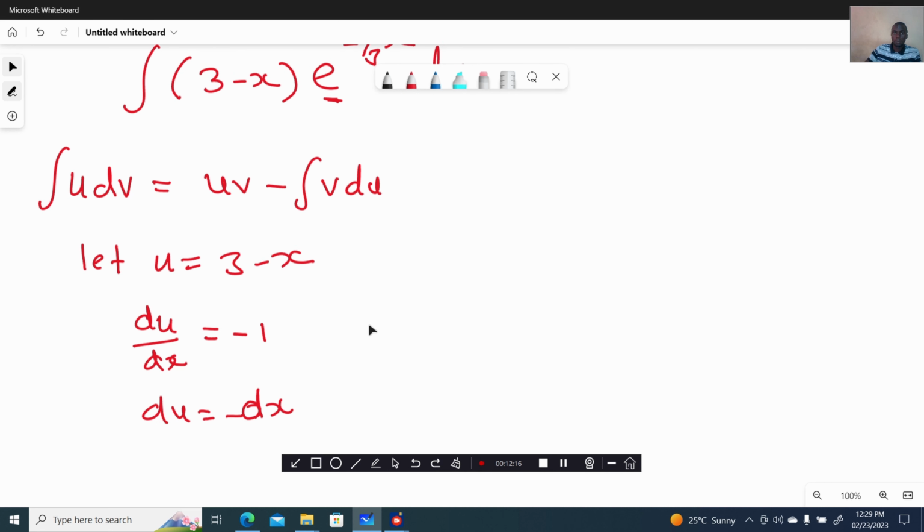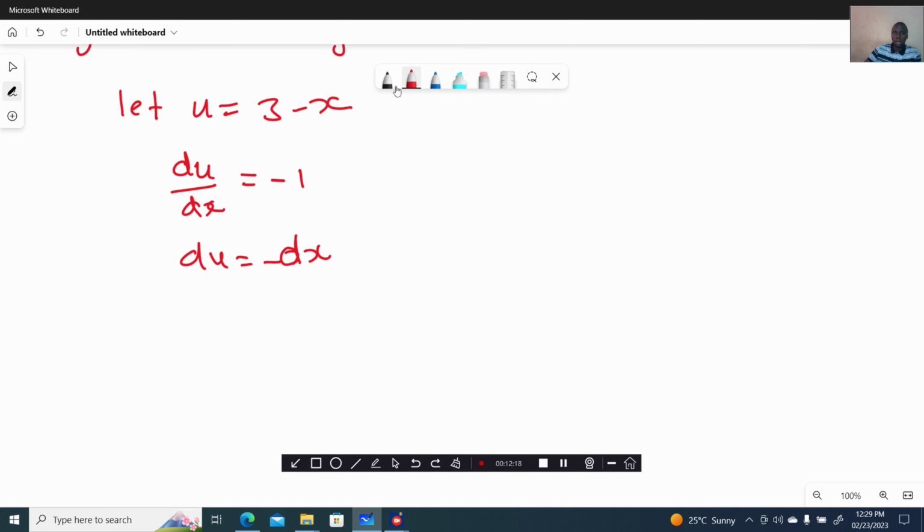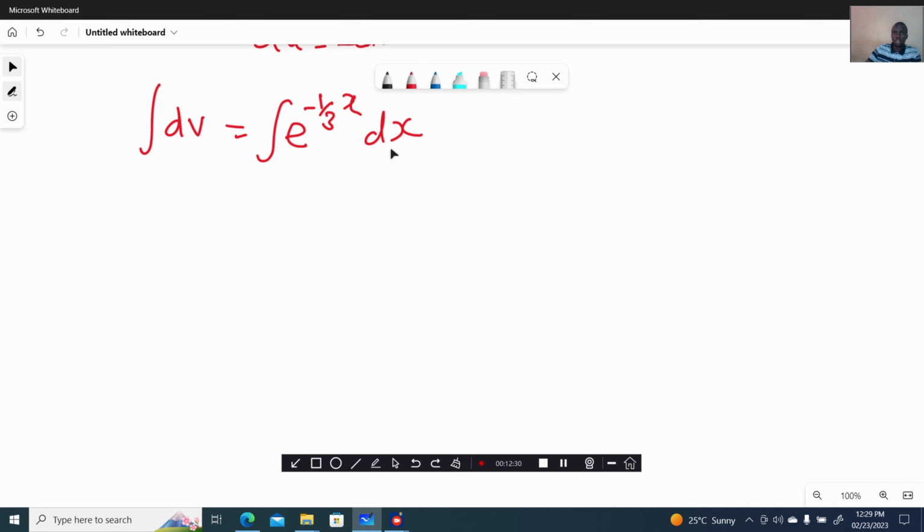Now already we are progressing well. So our dv must be equal to e to the power of negative 1 over 3x dx. So we can integrate on both sides, and as a result we are going to have v equal to negative 3 e to the power of negative 1 over 3x. So for this case you have our u and then v.